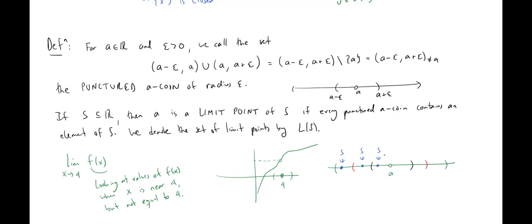The point is that by finding all these elements of S, I should be able to produce a sequence of points that is converging to A. That's the sense in which we want to think of A as a limit point of the set. We can find some sequence of points in S that converge to A.